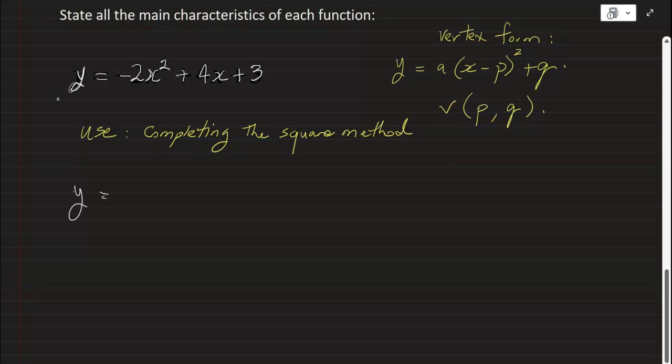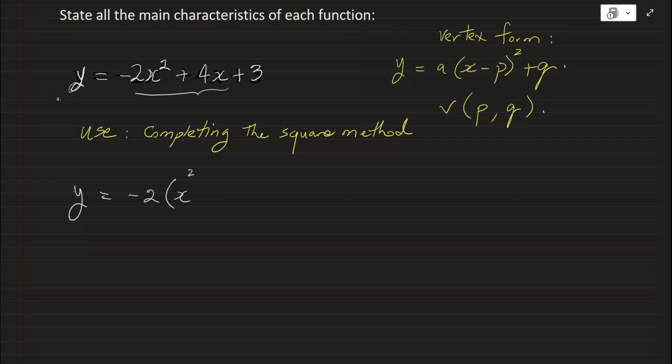And then we will have to isolate this x squared on its own without the negative 2. So we're going to factor negative 2 out of the first two terms, only the first two terms. So I'm going to factor negative 2 out of the first term, and then out of the second term, I will get just minus 2x, because minus 2 times minus 2x gives you positive 4x. And then I'm going to close the bracket. I'm going to just leave the 3 behind.